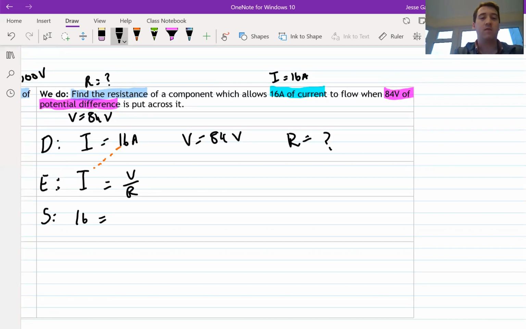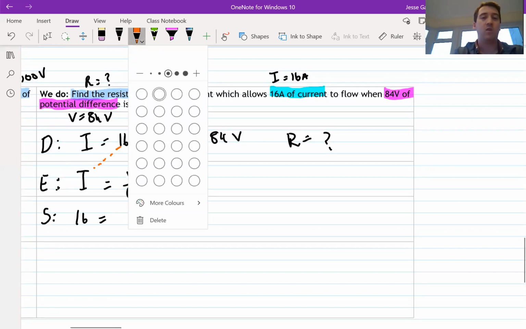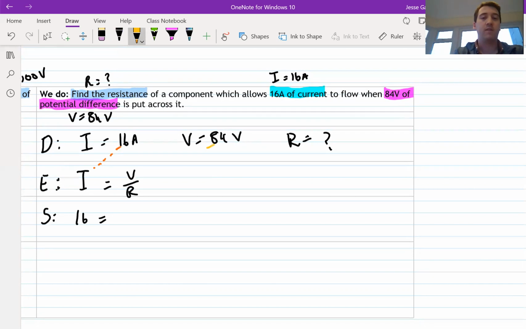16 equals V is 84. As you see here, 84 is the V. Put that in here instead of V. We get 84 divided by R. So at the moment, I don't want that 84 to be divided by R. I just want it to be 84.